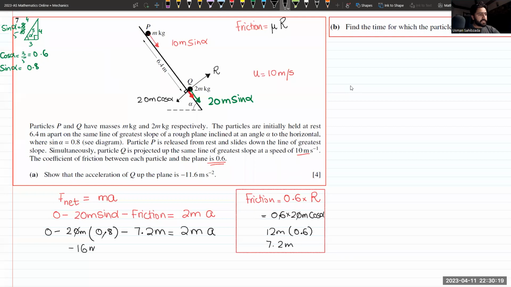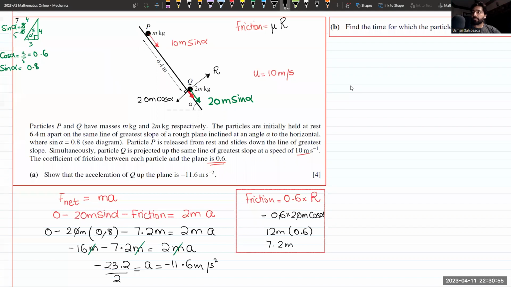So negative 16 m, negative 7.2 m is equal to 2 ma. हम मास कहते हैं कि मास और मास कैंसिल हो जाएगा, और तुमने ये कैलकुलेट किया 16 और 7.2 को एक्यूमुलेट किया, कितना बना? डिवाइड बाय 2 भी करना. सो 23.2 divided by 2 हो जाएगा और 11.6. ठीक हो गया. 23.2 डिवाइड बाय 2 हो जाएगा, तो ये आ गया 11.6 मीटर पर सेकेंड स्क्वायर.